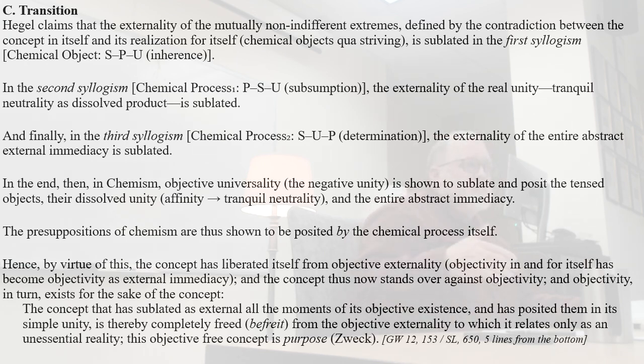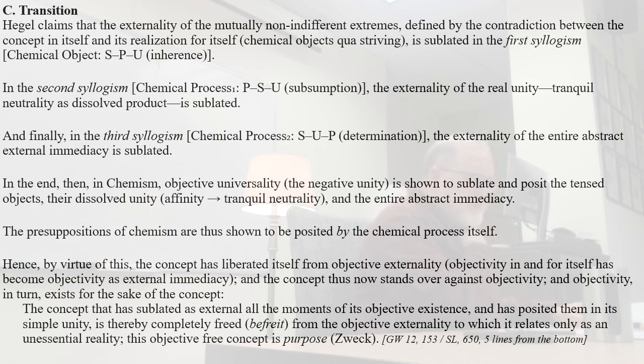And now, being in and for itself, objectivity, mechanism and chemism as layers, stand over against the concept, because the concept has proven to be that which engenders all of that. The concept thus now stands over against objectivity, and objectivity in turn exists for the sake of, there's the teleological instrumental relationship, for the sake of the concept. Here's the way he puts it. This is on 650. This is 5 lines up from the bottom. This is 153 still in the German.